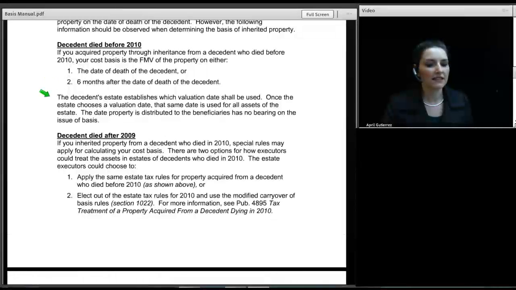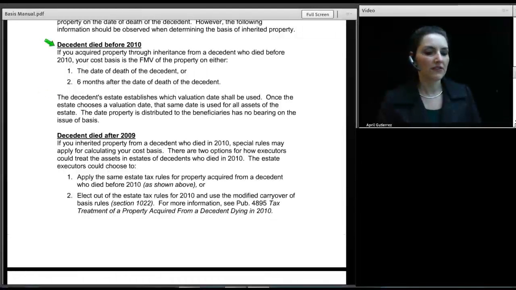The decedent's estate establishes which valuation date shall be used, and once the estate chooses a valuation date, that same date is used for all assets of the estate. The date that the property actually transfers to the beneficiaries or heirs has absolutely no bearing on the issue of basis.